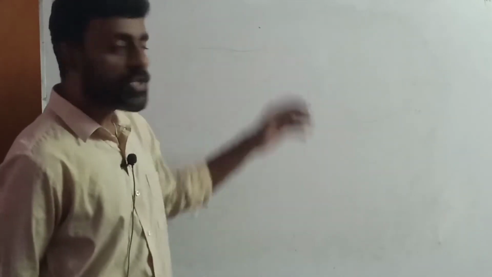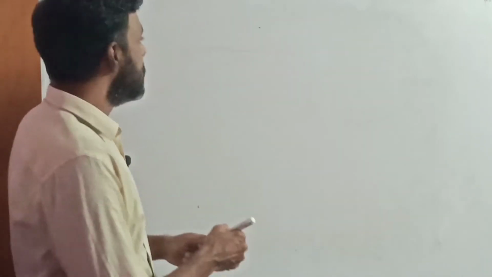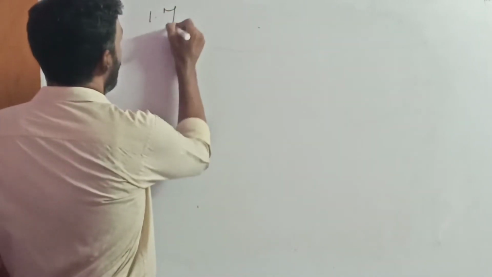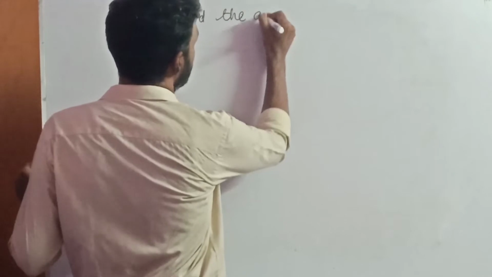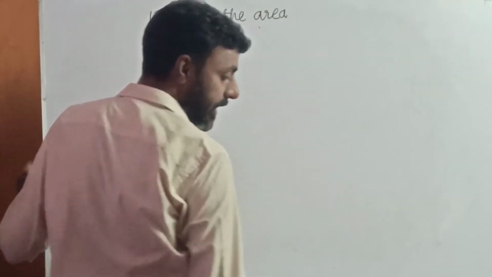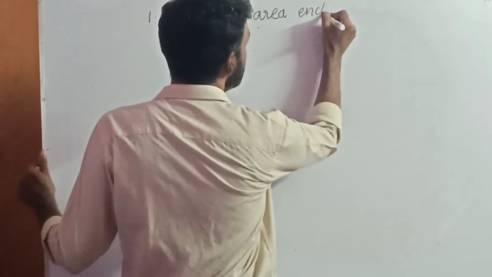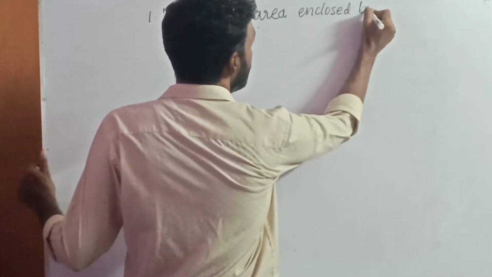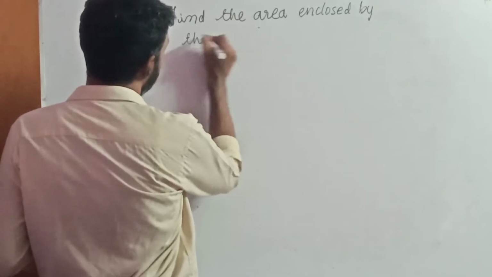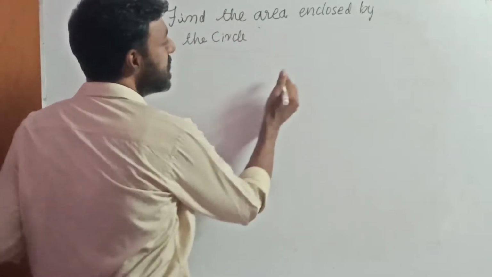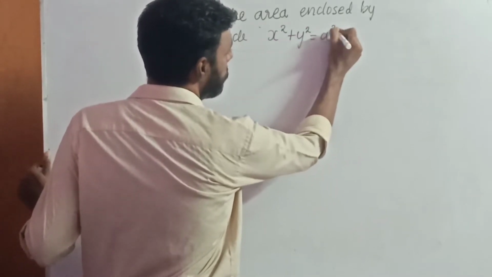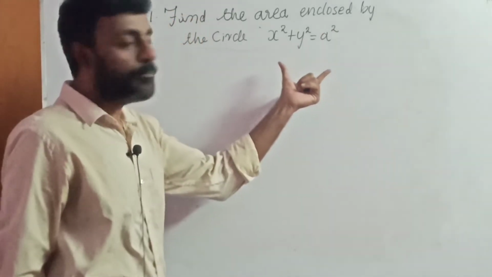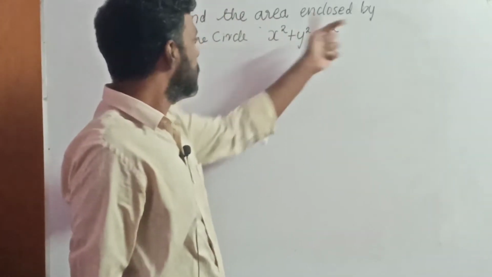Today we will be discussing some problems related to the application of integrals. The first problem is: find the area enclosed by the circle. They have given the circle equation as x squared plus y squared is equal to a squared. So we need to find the area that is being enclosed by the circle.